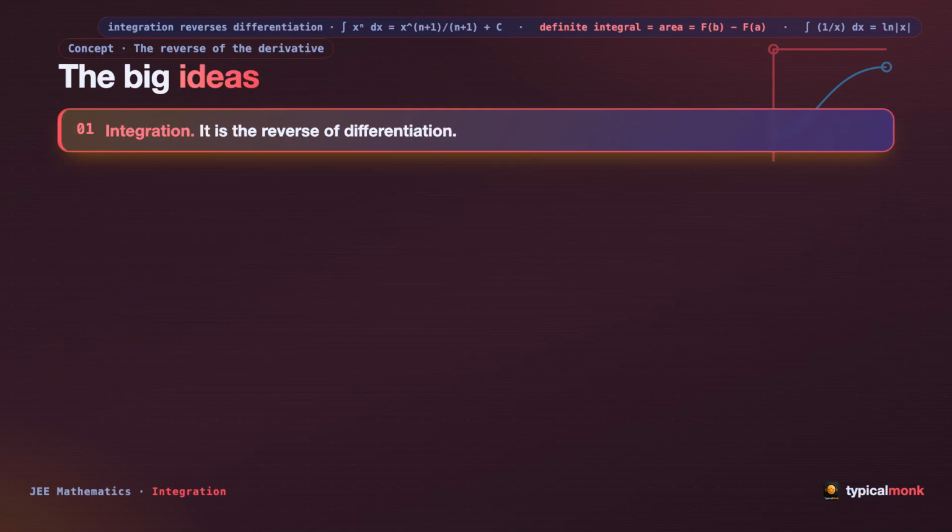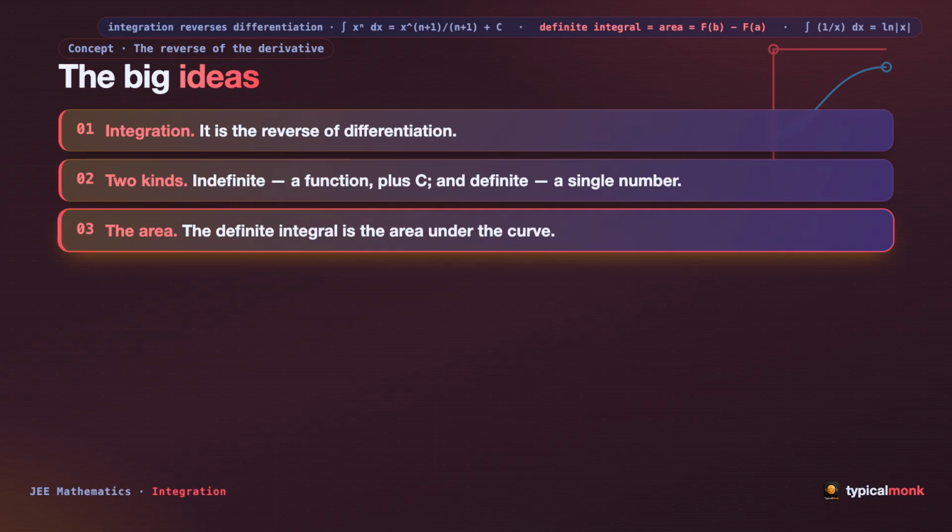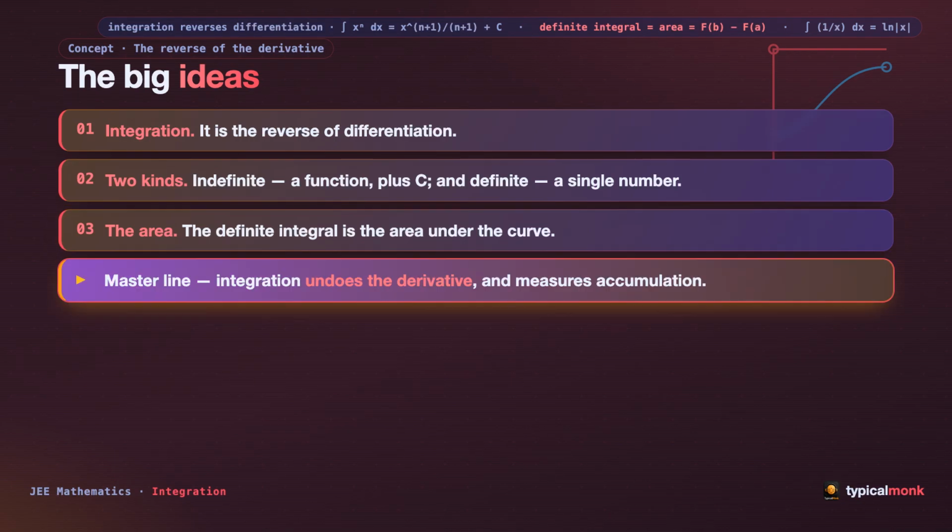Let us set the foundation. Integration. It is, quite simply, the reverse of differentiation. Two kinds. The indefinite integral gives a function plus c, and the definite integral gives a single number. The area. The definite integral is the area under the curve. Master line: integration undoes the derivative and measures accumulation.